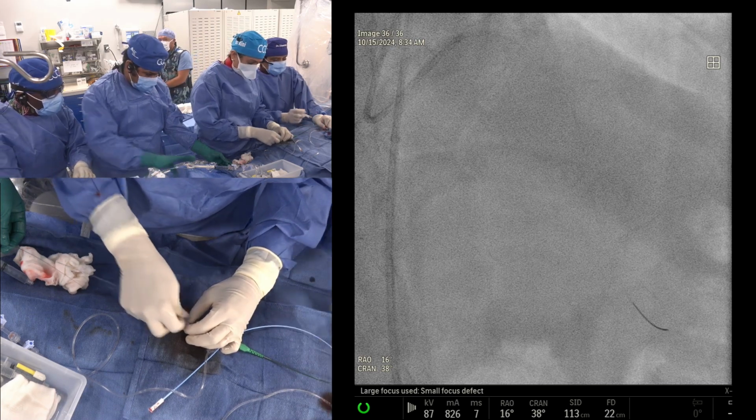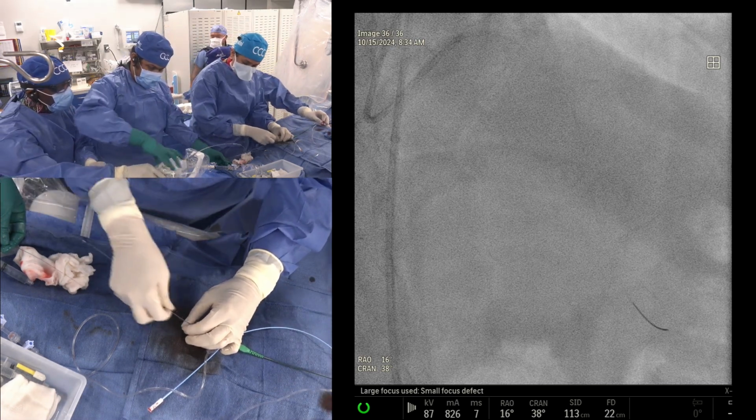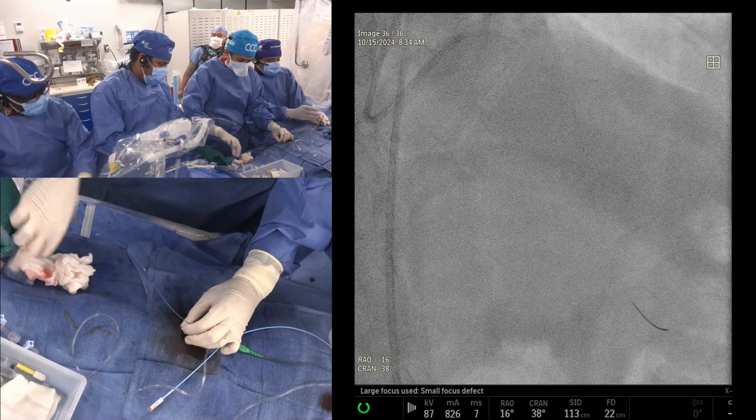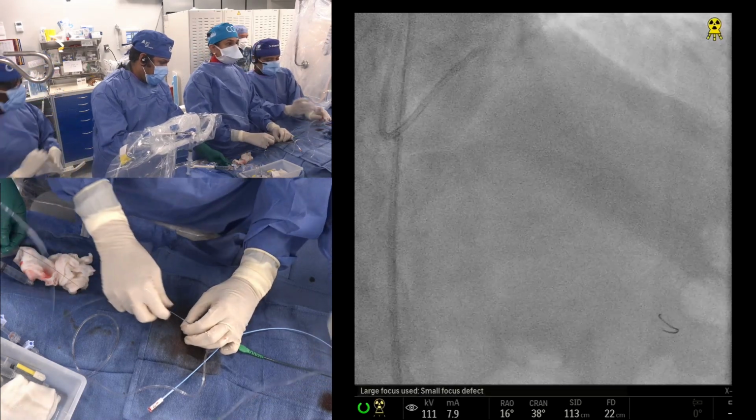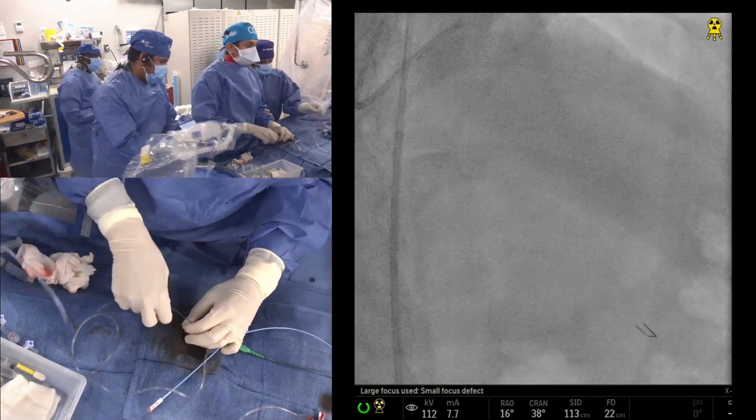Okay, closer. Andrew has the slide ready of the wire. Yes. Show the IVUS. Sorry, show the IVUS on the screen.